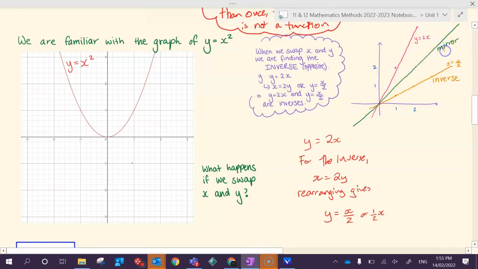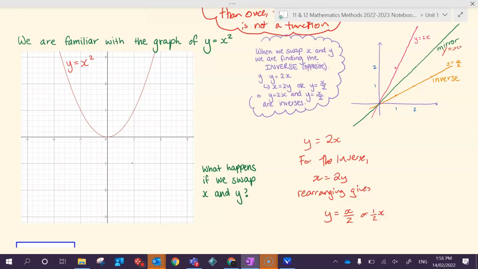This mirror line is the line y equals x. And because I'm swapping x and y coordinates when I'm finding an inverse, because I'm going from a y back to an x, it has the effect of mirroring in the line y equals x.